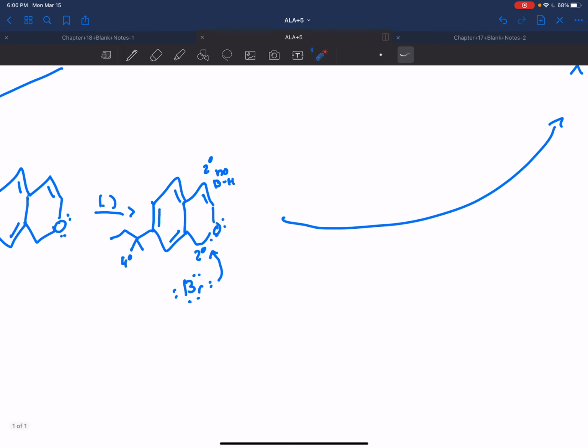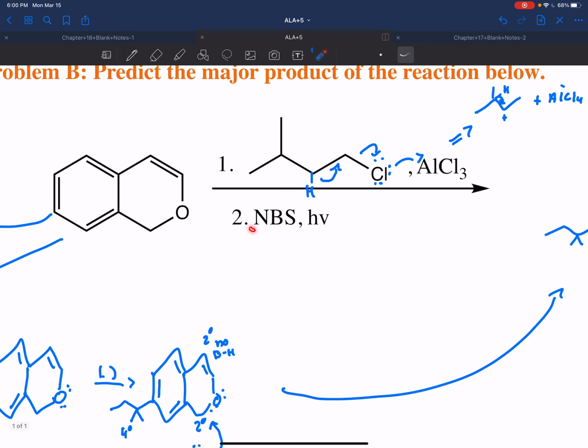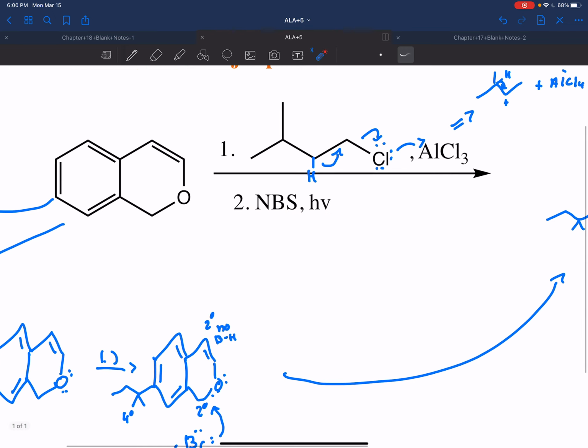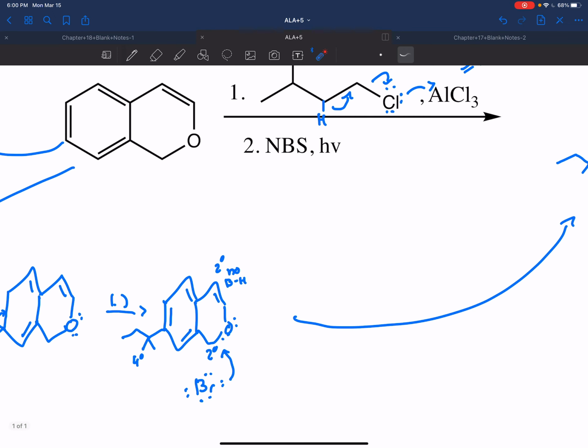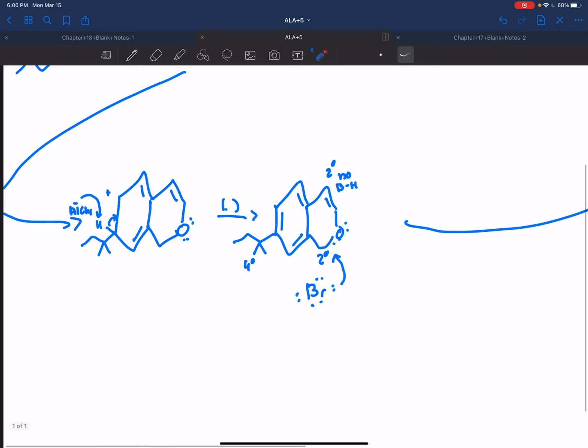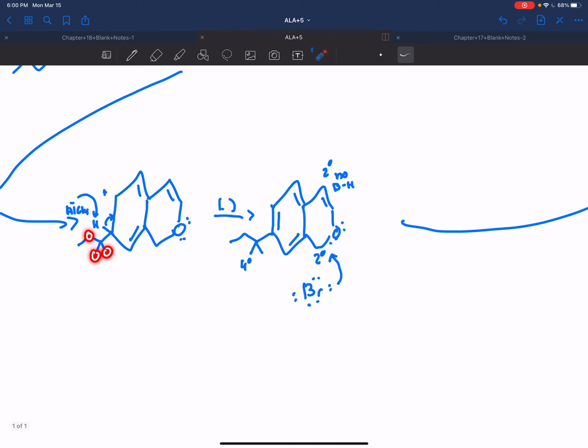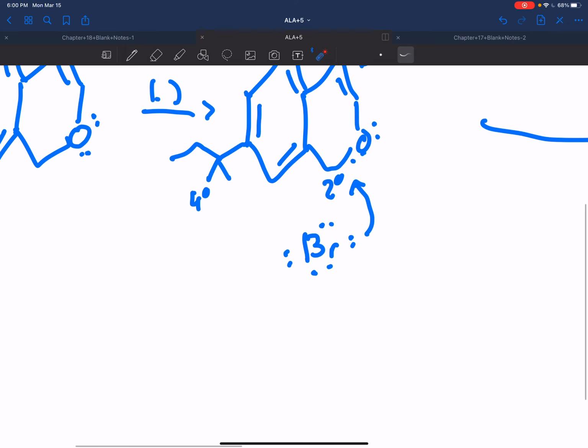So after that, we're left with the free radical bromination with NBS and HV. When you're dealing with free radical bromination, there are some things you have to keep in mind. The molecule cannot be bonded to 4 carbons, right? So in this case, we do have a quaternary carbon right here, right?